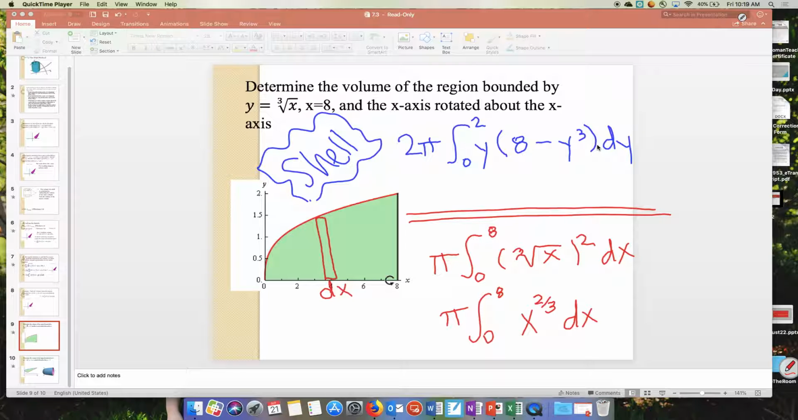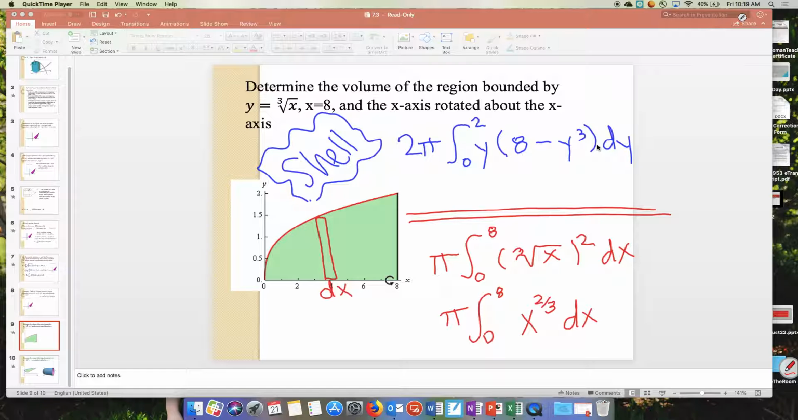Really, either way is going to get you the same answer. The only benefit to the shell method in this case is that you don't have to work with fractional powers. But that would really be the only upside there. You're having to work with 2 terms instead of 1 term.